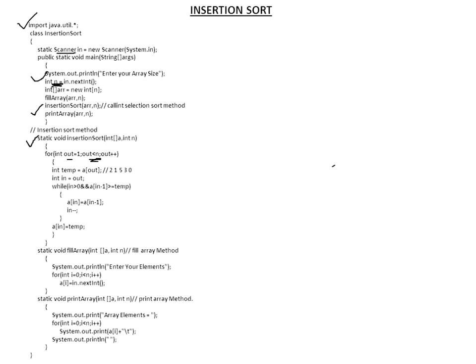So this will be out is less than n. That means it should be less than 5, because if you have entered 5, the index value will be from 0 to 4. So the initial index is 0 and the last one is 4. That's why it is less than n. And then after the execution of this loop, the value of this variable will be incremented by 1.